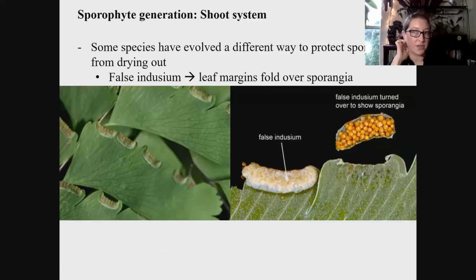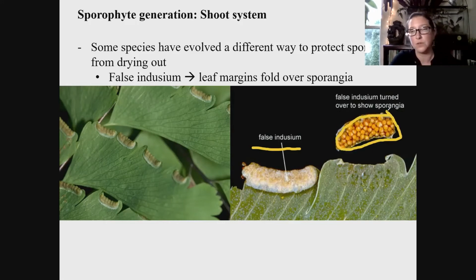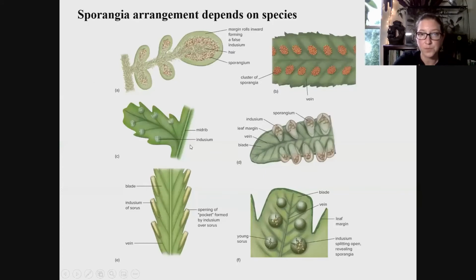Some species don't have an indusium. Instead, they've evolved to have a false indusium, which is just when the edges of a leaf fold over and protect the sporangia. And that's what's showing here. So this is not a true indusium. This is a false indusium because it's just the edges of the leaf that are curling over, but they're curling over the sporangia. So they're still serving the same purpose by keeping them from drastic changes in humidity.